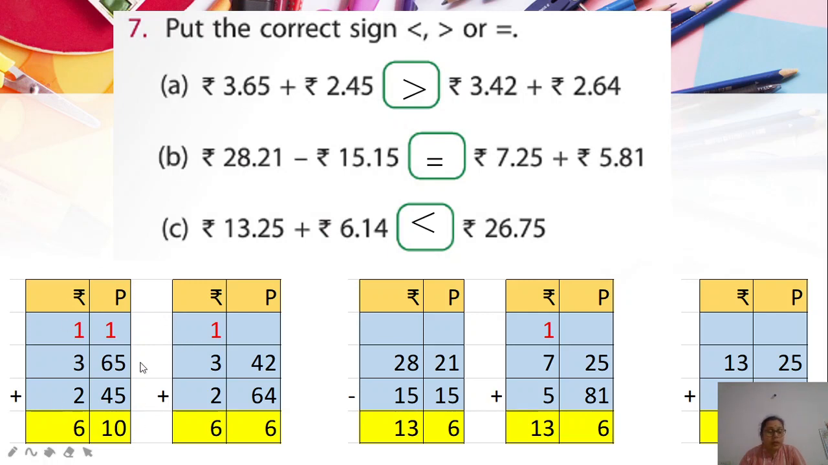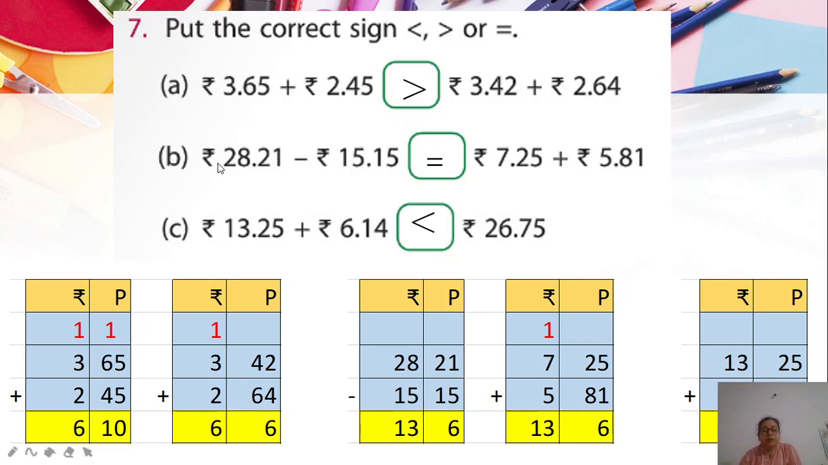You can see here, we have done the addition of the left part. We got 6 rupees and 10 paise. And on the right side's addition we got 6 rupees and 6 paise. Now you know that 10 paise are more than 6 paise. So we have written this symbol which says my left side is more than my right hand side.